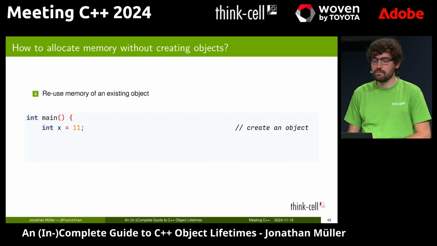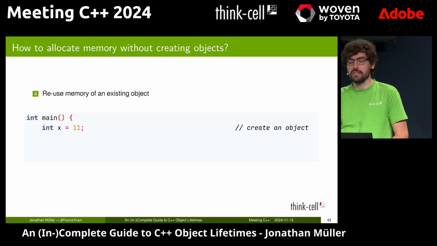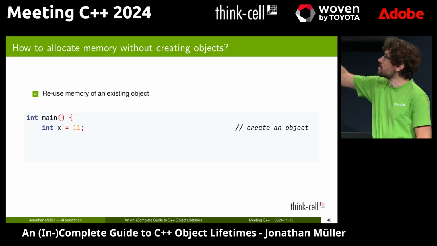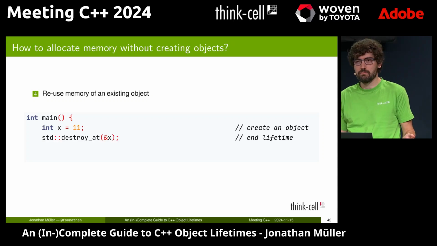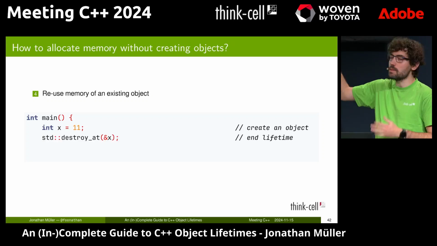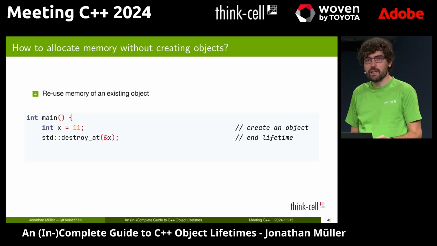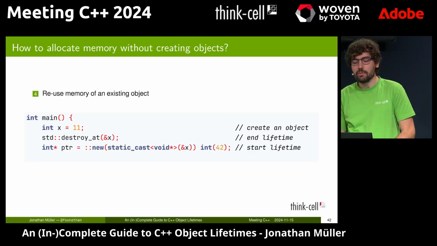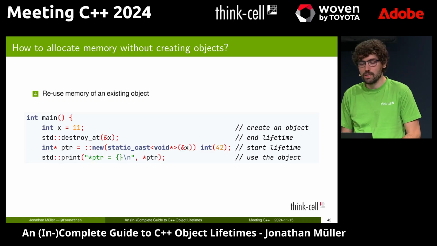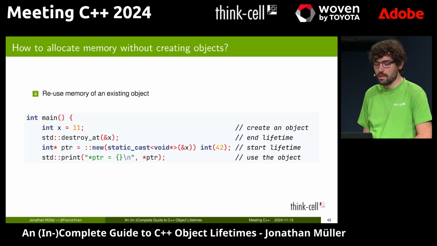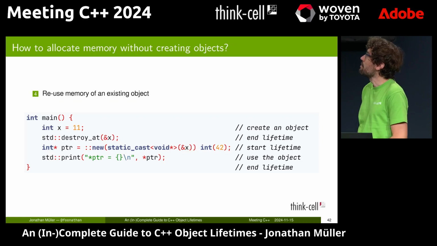But you can also do this. You can reuse the memory of an existing object. Here we're creating an object using a definition. We then end its lifetime. At this point, we don't have an object. We just have a destroyed thing where an object used to be. So we manually start the lifetime of another int object in its place, using its storage, which we can then use. And then we end the lifetime.